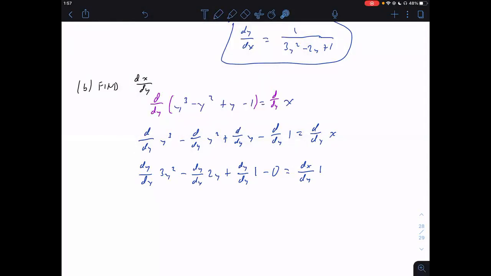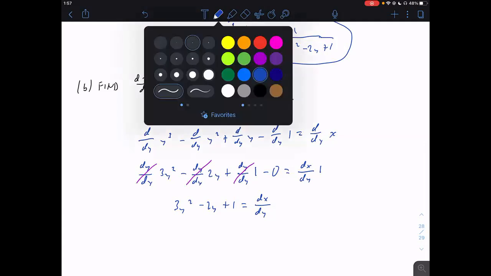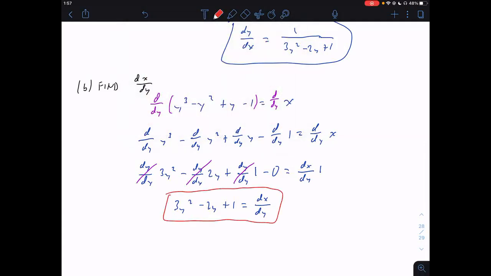Now, on the left-hand side, what do we have in each of these terms? A differential of dy over dy. What happens when we have the same thing on top as we do on the bottom? They cancel out. So this differential is gone, this one is gone, this one is gone, leaving us with 3y squared minus 2y plus 1 equal to, on the right-hand side, what do we have left? dx over dy. What are we trying to find? dx over dy. So here we have that implicit derivative of x with respect to y.